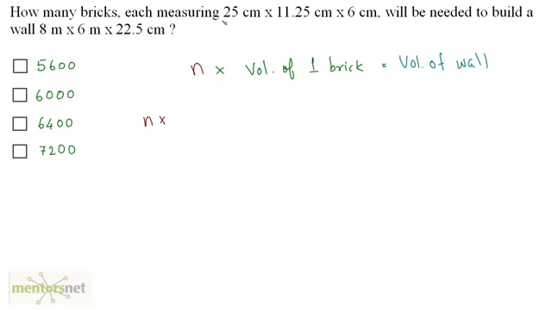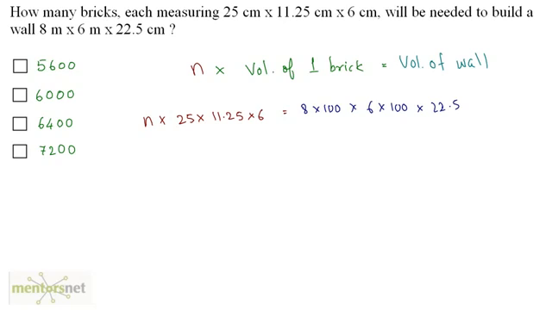Well, a brick is 25 by 11.25 by 6 centimeters. So we can write it as 25 into 11.25 into 6, length into breadth into height, isn't it? This is equal to the volume of the wall. Well, the measurements of this wall are given in meters, so let's convert those into centimeters. So 8 meters is 8 into 100 centimeters, times 6 meters, which is 6 into 100 centimeters, times 22.5 centimeters. So let's put it as it is.